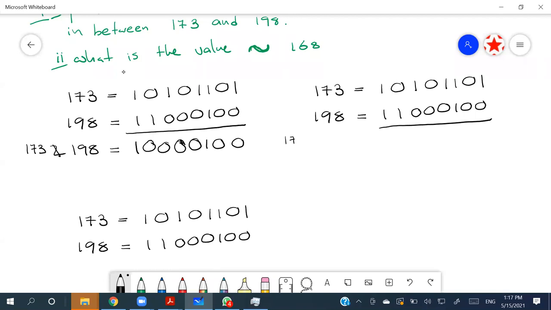And 173 OR 198, we can have it 101 101 1 1 1. Right, that is the way that we are going to represent 173 OR 198. Right, did I miss anything?